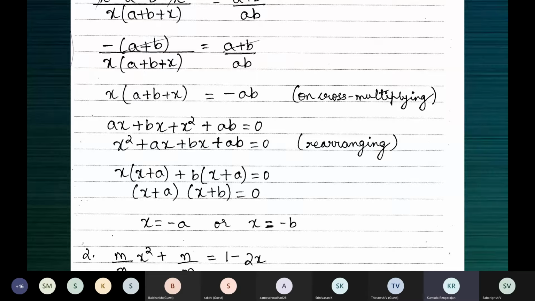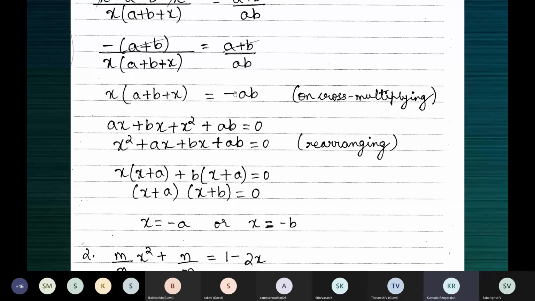When you're grouping, children, this is the rule. You should group an x square term, an x term, and a constant. That's how it always goes. We have 4 terms here. On cross multiplying and opening the bracket, we get 4 terms.